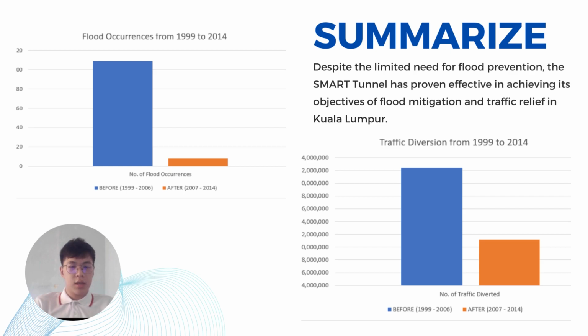Here you can see two graphs that show the number of flood occurrences from 1999 to 2014 and the number of traffic diversions from 1999 to 2014. So the result can be seen: before using the smart tunnel and after using the smart tunnel, the number has decreased. So that's all for my presentation.